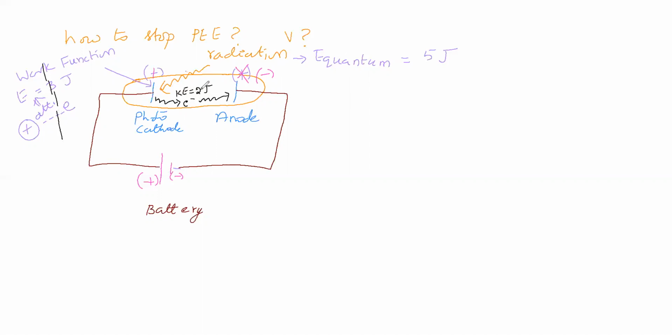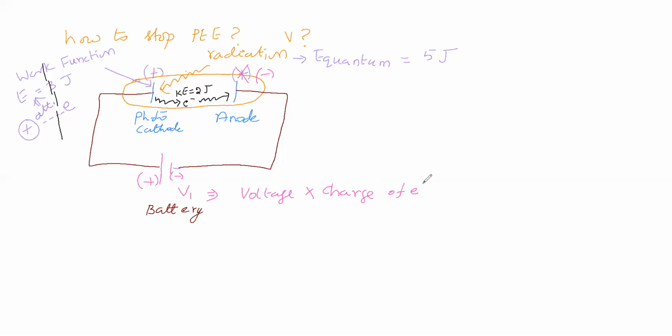Then the kinetic energy of the ejected electron is 2 joule. In this, no change. Now this battery is having some voltage, suppose V1. That voltage we will take, then we will multiply this voltage with the charge of electron.